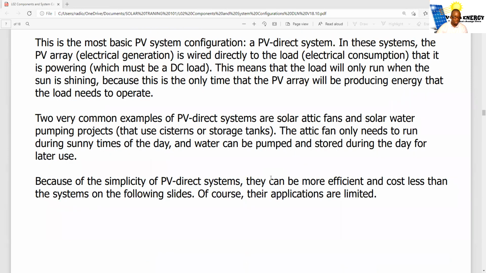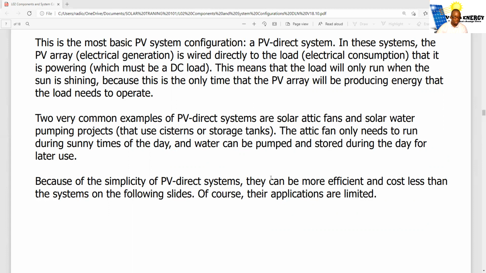Two very common examples of PV direct systems are solar attic fans and solar water pumping projects that use cisterns or storage tanks. The attic fan only needs to run during sunny times of the day. Water can be pumped and stored during the day for later use. If you have a water pump, you have a tank. When the sun is shining, the pump starts and pumps water into your tank. The tank supplies your house all day. When there's no sun, there's no current, but you still have water provided to your home.